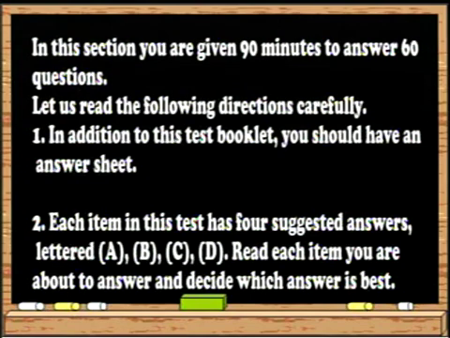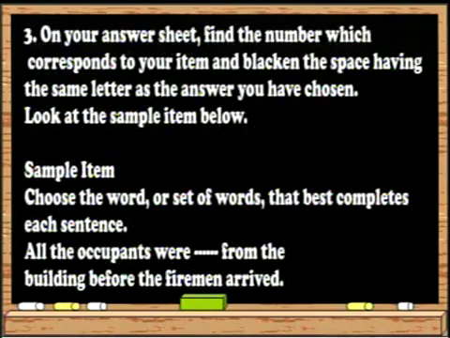These directions will be on the cover of your examination paper. In addition to the test booklet, you should have an answer sheet. Each item in this test has 4 suggested answers, lettered A, B, C, and D. Read each item you are about to answer and decide which answer is best. On your answer sheet, find the number which corresponds to your item and blacken the space having the same letter as the answer you have chosen.